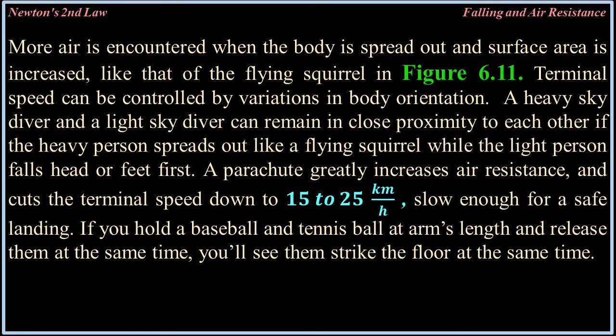More air is encountered when the body is spread out and surface area is increased, like that of a flying squirrel in figure 6.11. Terminal speed can be controlled by variations of body orientation. A heavy skydiver and a light skydiver can remain in close proximity to each other if the heavy person spreads out like a flying squirrel, while the light person falls head first or feet first. A parachute greatly increases air resistance and cuts the terminal speed to around 15 to 25 kilometers per hour, slow enough for a safe landing.